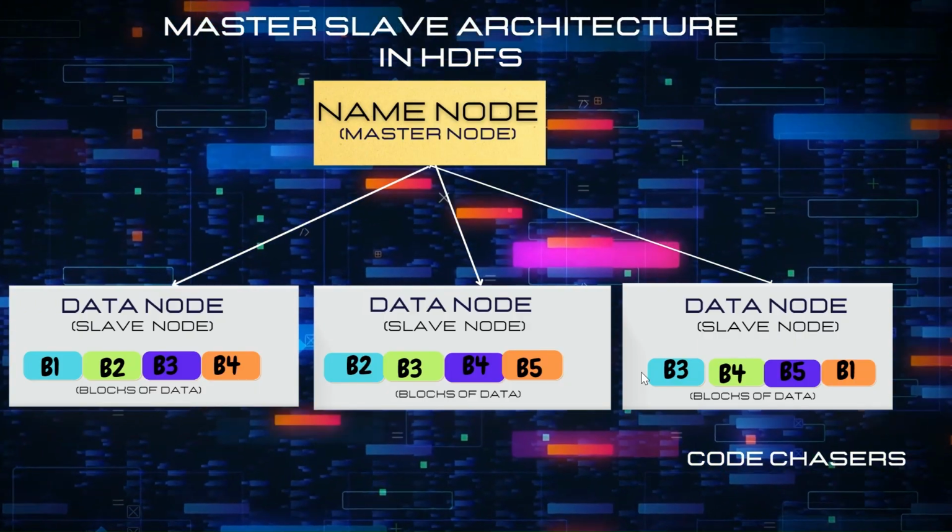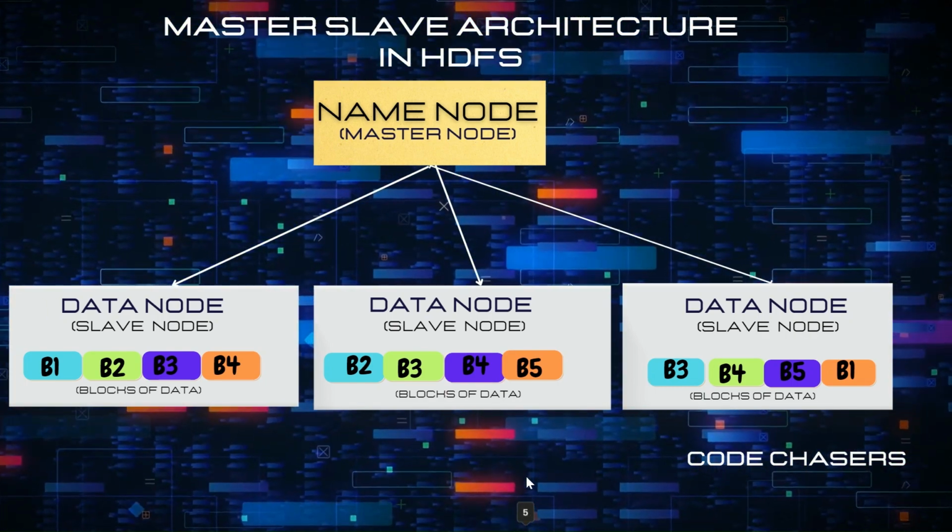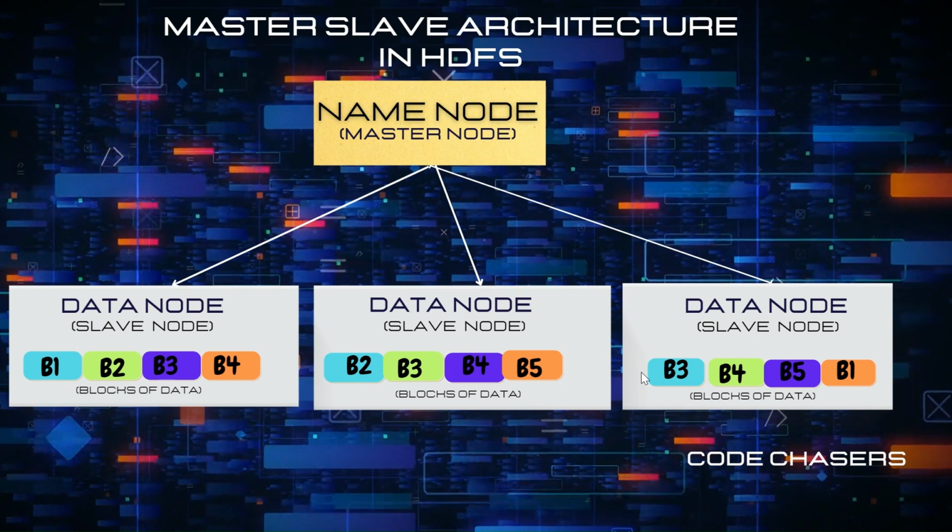As we know, master-slave architecture contains a master node and slave nodes, and the master node manages the slave nodes. In HDFS, the name node is the master node and the data nodes are slave nodes. A name node can contain multiple data nodes, but at a point of time, only one name node has to be active. The name node manages the data nodes, and the name node contains metadata of the whole cluster. What is a cluster? I have discussed it in detail in my earlier videos. I'll keep the link in the description.